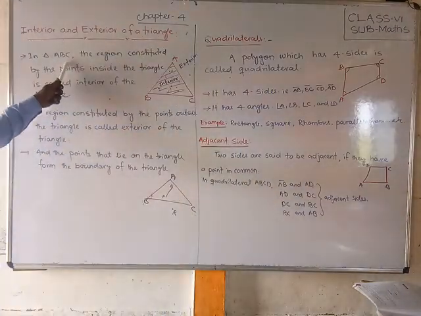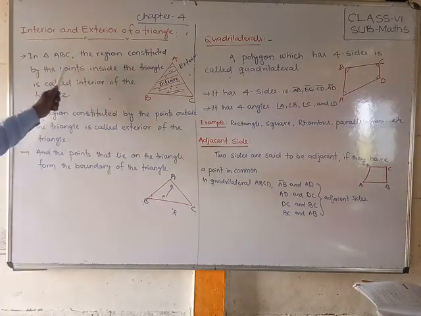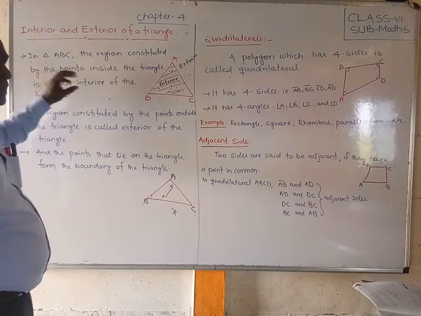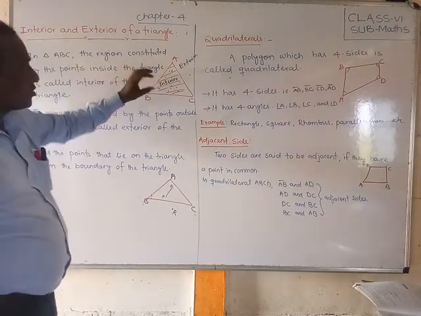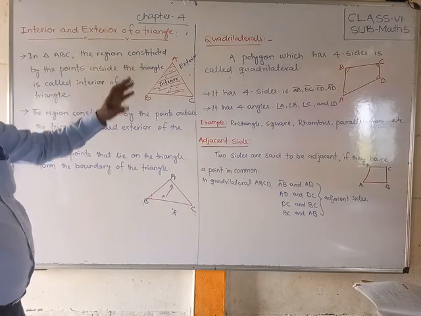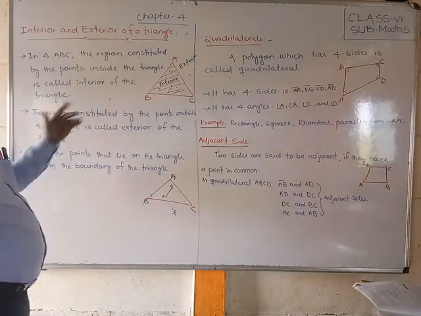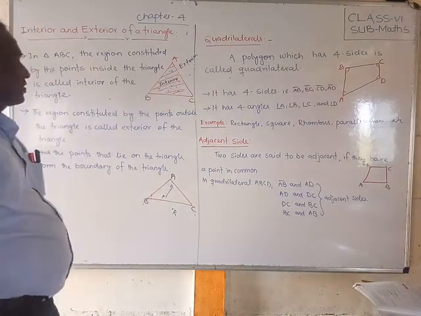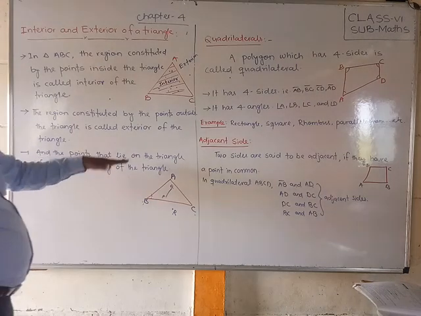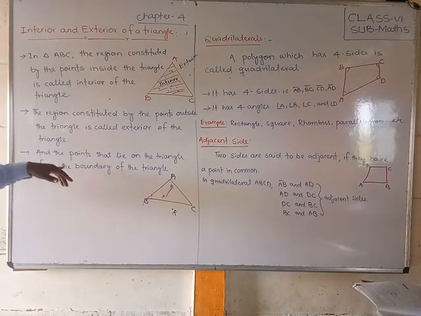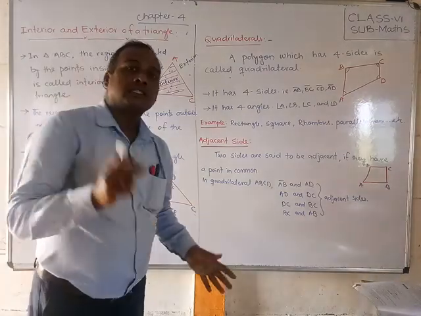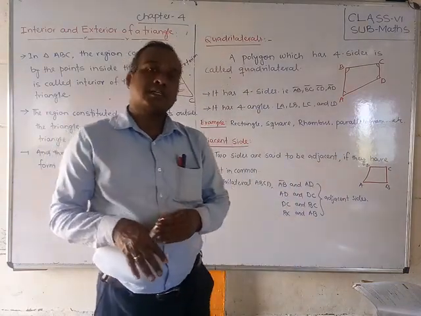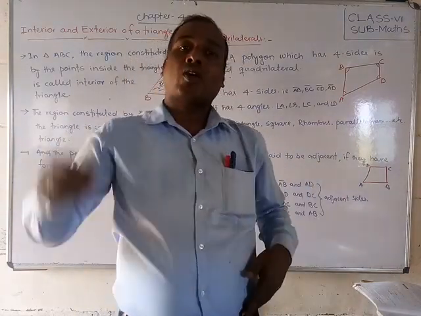In triangle ABC, the region constituted by the points inside the triangle is called the interior of the triangle. That means the points that are inside the triangle are called the interior. The region constituted by the points outside the triangle is called the exterior of the triangle. And the points that lie on the triangle form the boundary of the triangle. That means friends, we are finding three regions where points can lie: one is the interior of the triangle, another is the exterior of the triangle, and another is on the line.